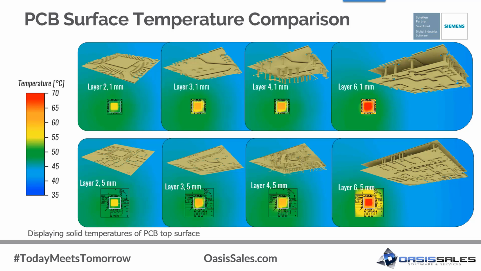The results show that the PCB temperature and the QFN junction temperature increase as the layer depth increases. So as we move from left to right, we can see the temperatures are increasing. The results don't change as much with inflation distance of 1 and 5 millimeters, so the upper row images are very similar to the images in the lower row. I've summarized the results further in the next slide.